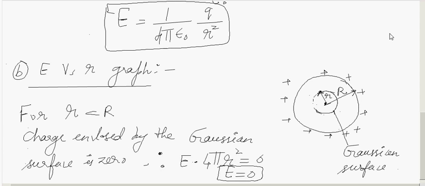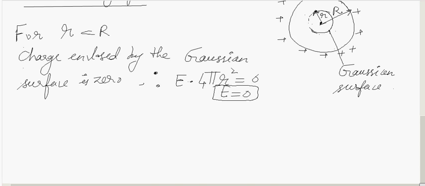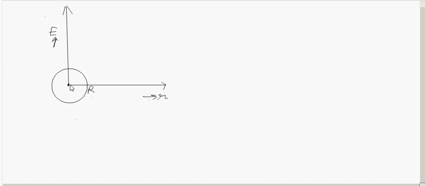Now we can easily draw the graph. Consider a shell which has its center at O. This is our x-axis, and on the y-axis we have E. So up to this point, up to R, so this is the radius, capital R is here. Up to R, the electric field is 0. The electric field inside the shell is 0. Up to this point, E is 0.